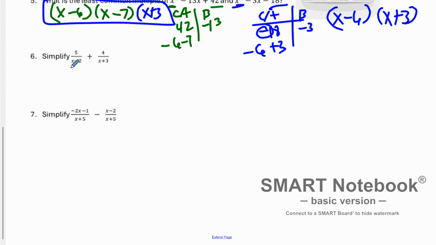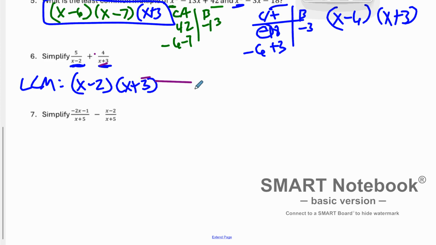Just adding fractions, so I need common denominators. So I find that least common multiple. This is my only factor of this left one, x minus 2, and x plus 3 is this one. So that means my LCM is just going to be x minus 2 times x plus 3. So there's my common denominator. And I just look and I see which one is missing.